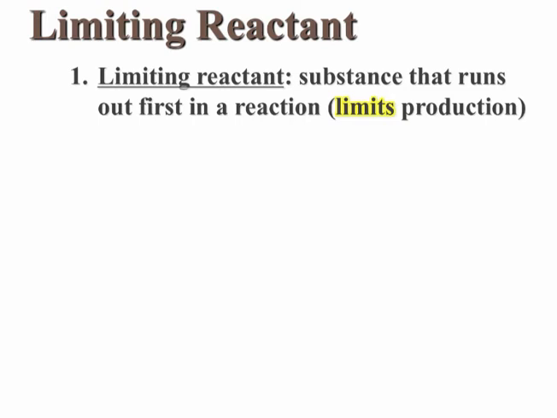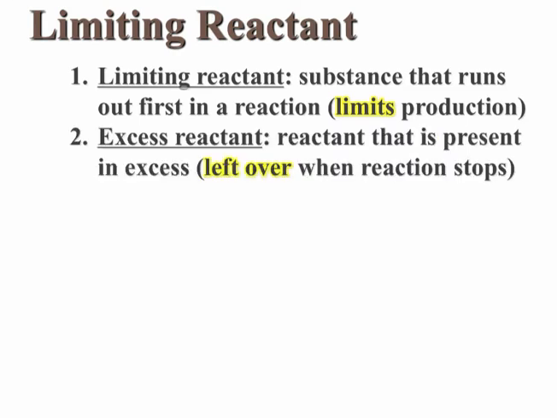A limiting reactant is defined as the substance that runs out first. It limits production. The other reactant is known as the excess reactant because it is present in excess. So when the reaction is done and production has ceased, there's still leftover excess reactant.